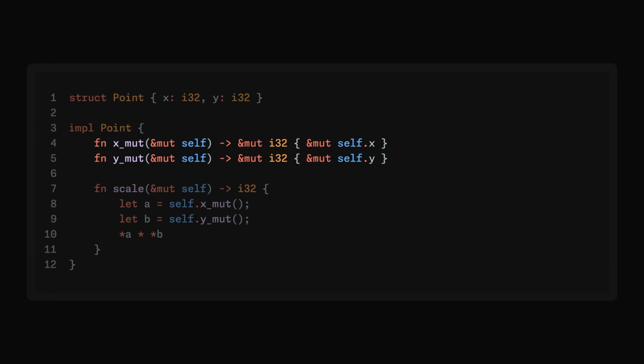Now, you and I can see that the two methods touch different fields, so there is no real conflict. But the Rust compiler will not analyze the function bodies to get this context. It only reads the function signatures, and both functions claim exclusive access to the whole point struct. The signature actually bites us, even though the body is fine.